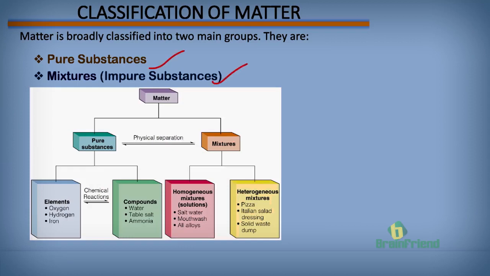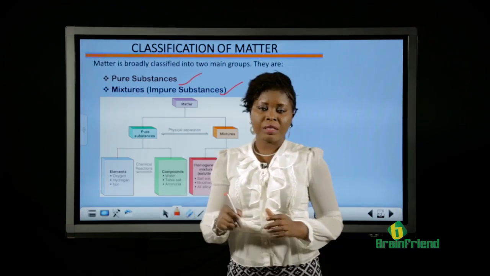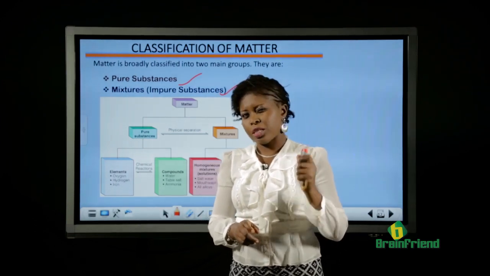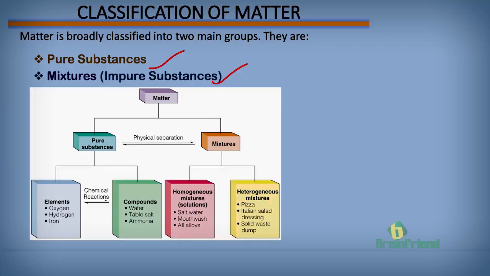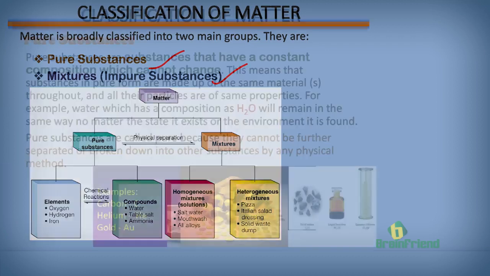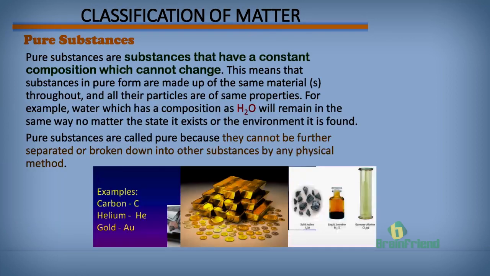Now let us look at what pure substances and mixtures are. When we have a particular substance, when do we call that substance pure? Okay? And when do we call another substance that we have impure or maybe a mixture? All right? Now let us see the difference between these two classes of matter. So what's a pure substance? A pure substance is a substance that has a constant composition which cannot change.